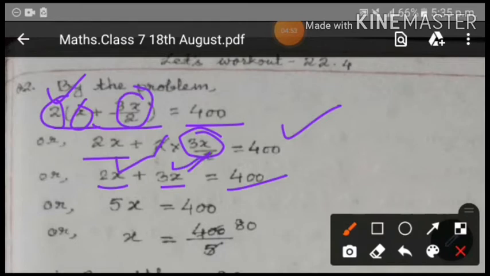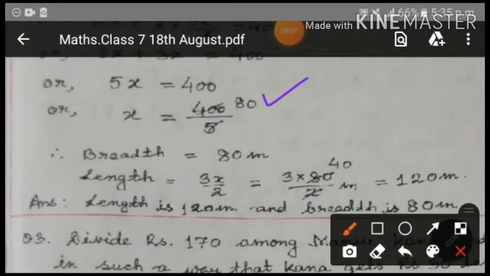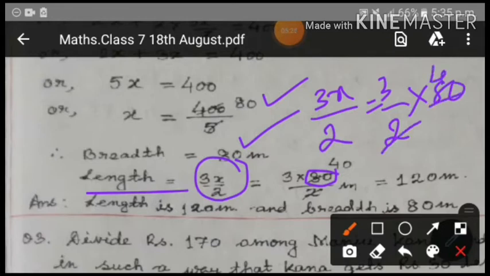Now 2x plus 3x means 5x, adding the variables, which is equal to 400. So x will be equal to 400 by 5, and after cancellation we get 80. So the value of x is 80. We have taken x to be the breadth, so breadth is 80 meters. And length in terms of breadth is 3x by 2. Putting the value of x, I can write it as 3 by 2 into 80. Now 2 I can cancel with 80, and I will get 40.